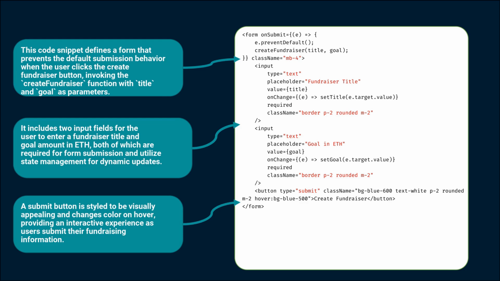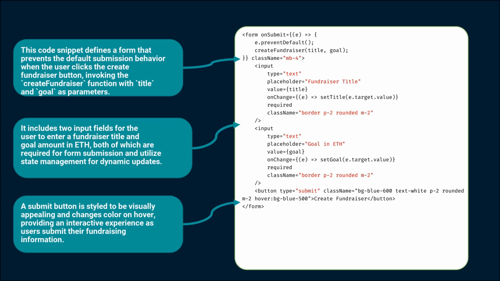The form includes two input fields, one for the fundraiser title and another for the funding goal, both of which are required. For each input, we set attributes such as type, placeholder, and value, along with onChange handlers to update the corresponding state variables as users type. Additionally, we add styling classes to each input, such as border, P2, rounded, and M2, which create a clean and appealing design. Finally, the submit button is styled with a background color and hover effect, making it stand out.